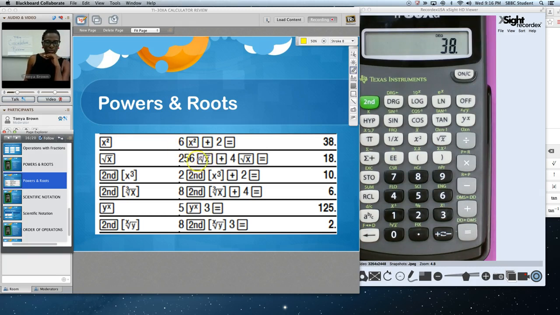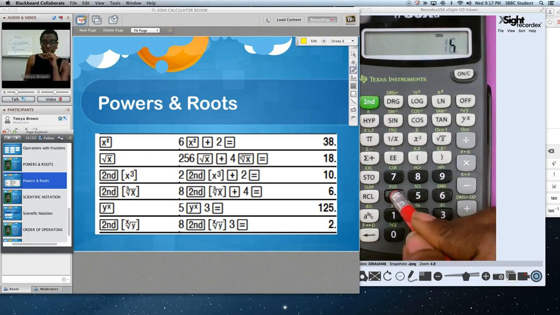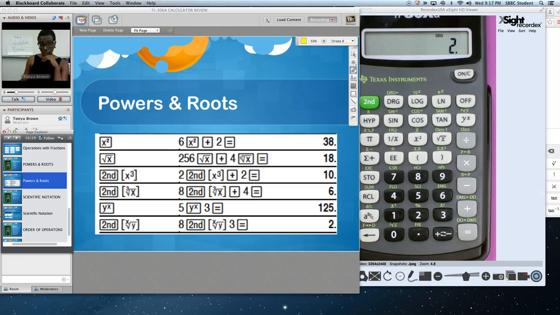Let's do a different problem. Let's take the square root of 256 and add it to the square root of 4. So the square root of 256, what number times itself gives us 256, would be 16. And then what number times itself gives us 4? That would be 2. So if we do the square root of 256, and then we do the square root of 4 by hitting 4 first, and then the square root key, which is 2, and we press equal, that's going to give us what? 18. Very good.